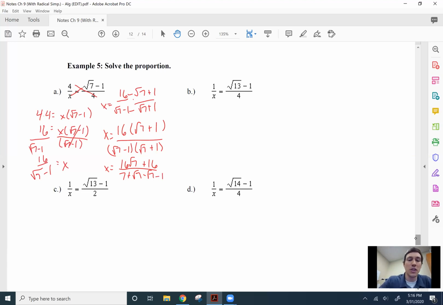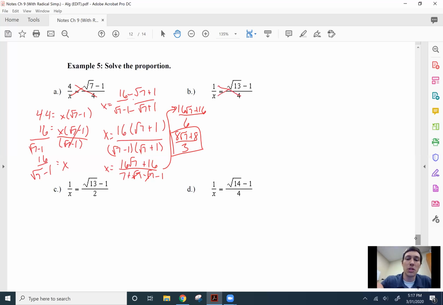So when I simplify this all down, I'm going to get 16 radical 7 plus 16 all over, that cancels, 7 minus 1, 6. And because 16, 16, and 6 are all divisible by 2, I'm going to divide everything by 2, and I get 8 radical 7 plus 8 all over 3. And that will be my final answer. Okay, let's try another one like that.